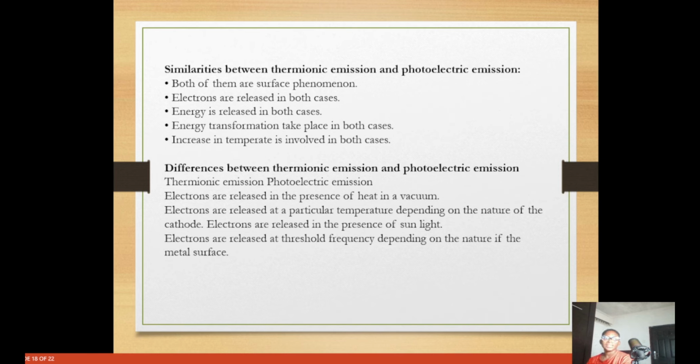Then there are differences between thermionic emission and photoelectric emission. Electrons are released in the presence of heat in a vacuum for thermionic emission, while electrons are released at a particular temperature depending on the nature of the cathode. Electrons are released in the presence of sunlight for photoelectric emission, while electrons are released at a threshold frequency depending on the nature of the metal surface.